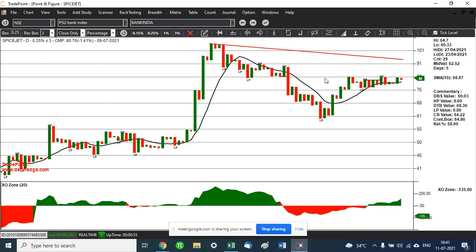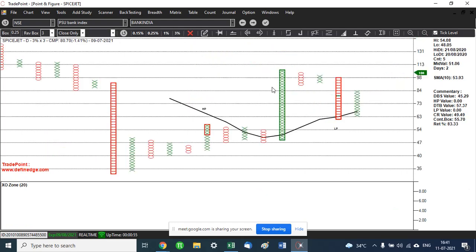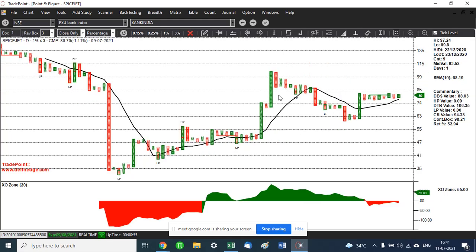So this is the 0.25% box value. Here you can find that you have a high pole. The high value generated during the high pole is 82.25. Whenever that level is taken out, you can enter the trade with this stop loss. 3% will generate very long-term trades. I mean, this trade will have big stop loss, big targets, big time frame. So I don't prefer 3%. 1% I think for mid caps is optimum.